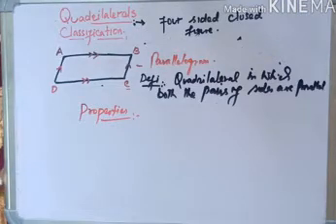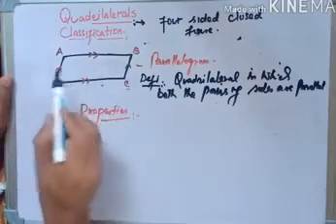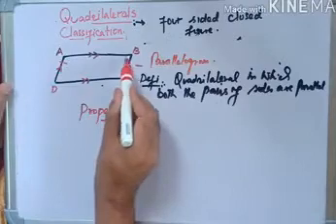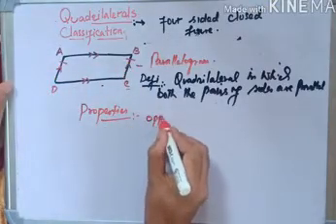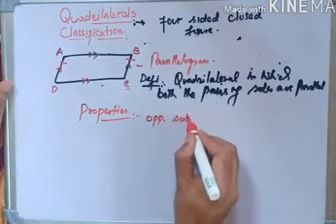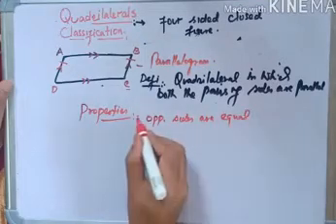Number first, we can see that these two sides are parallel, and they are also equal. This side is equal to this side, that means AD is equal to BC. So opposite sides are equal. This is the first most important property of a parallelogram: opposite sides are equal.